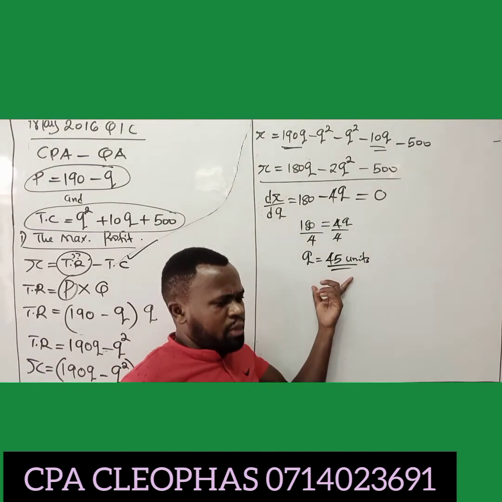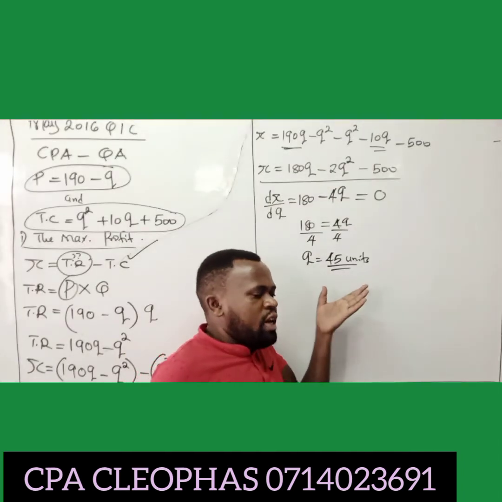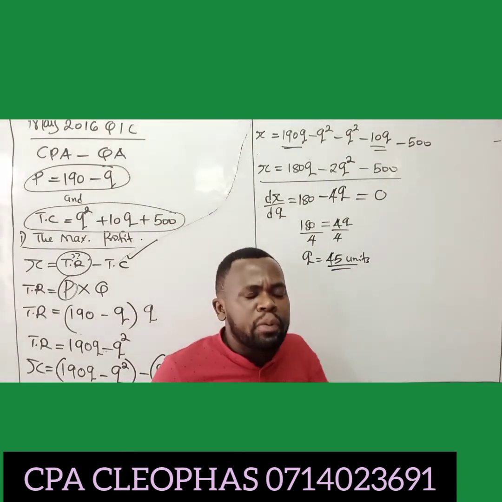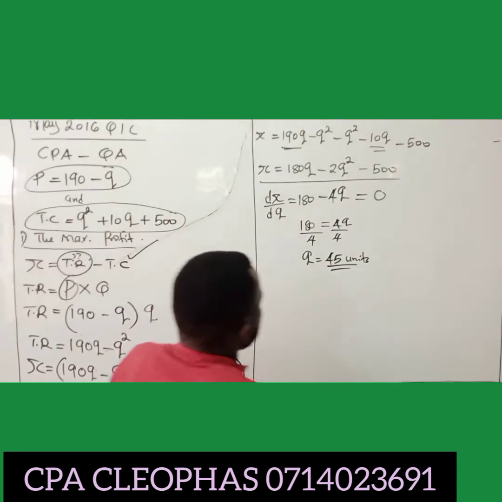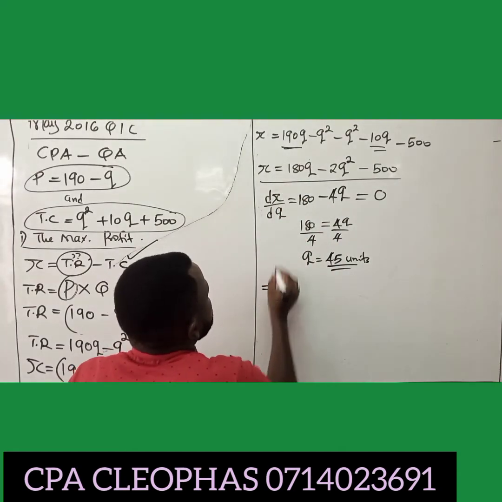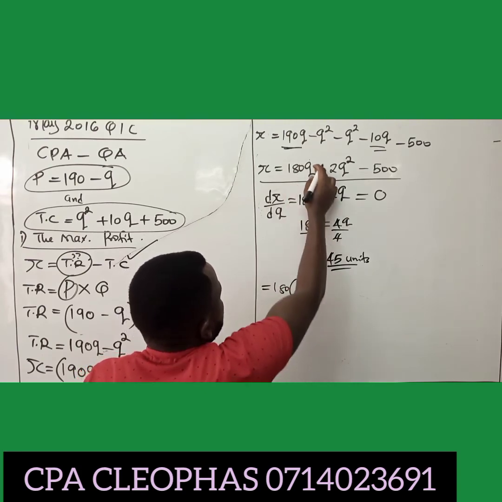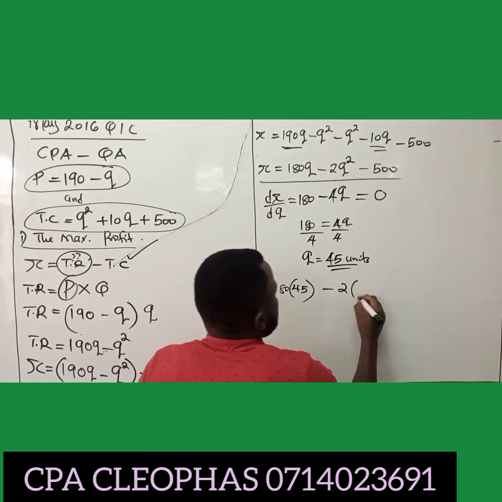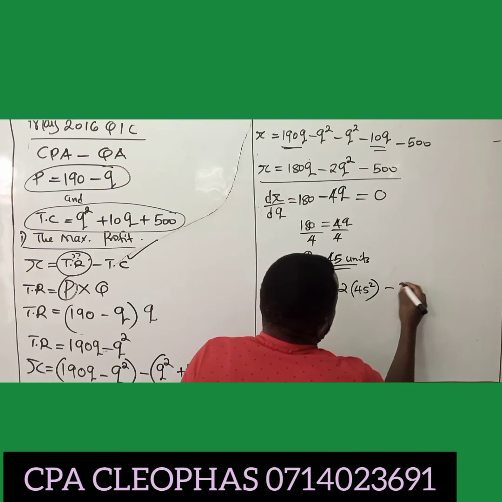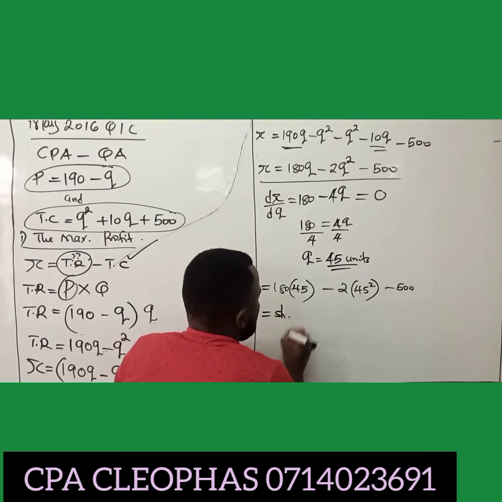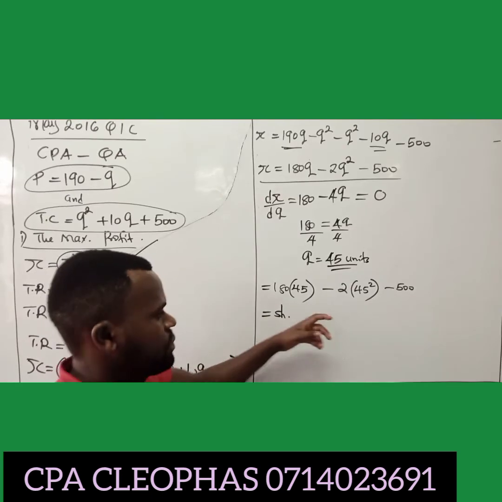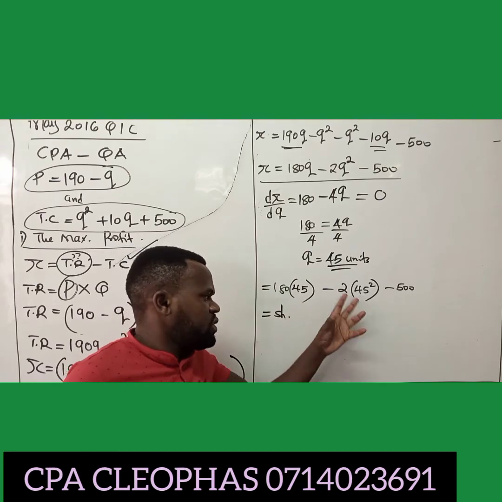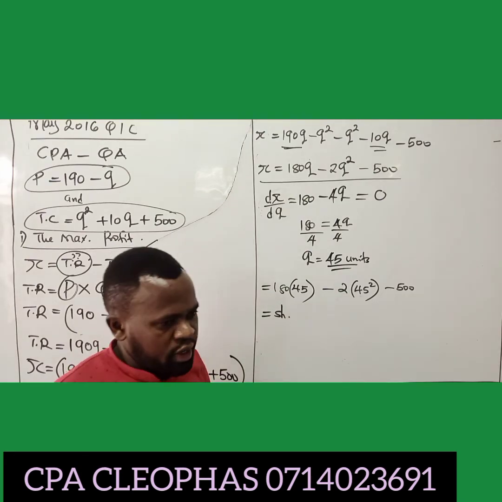After getting the output to maximize profit, you need to go ahead and substitute 45 where you have the Q in your profit function. So my profit function is here. Maximum profit will be 180 multiplied by Q, which is now 45, minus 2 into 45 squared, then minus 500. That is what will give you your maximum profit. So what is our maximum profit? 180 times 45 minus 2 into 45 squared minus 500.